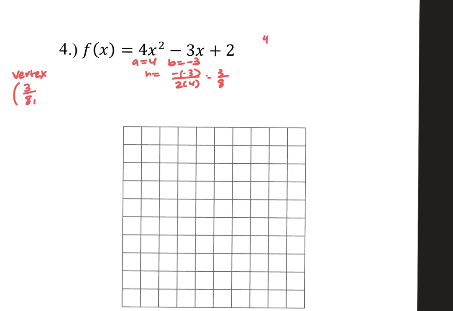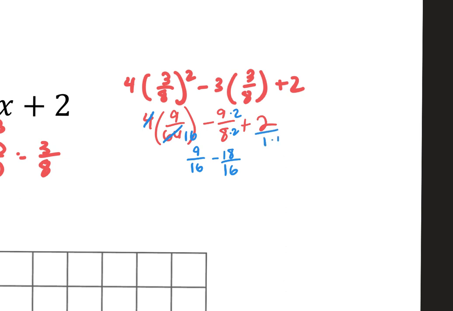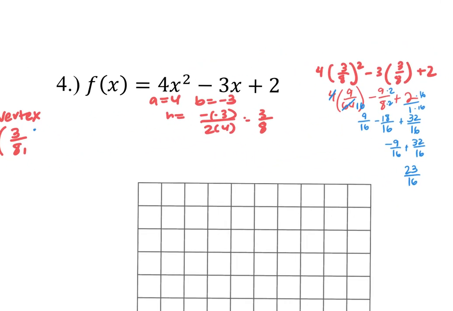Plug it back in. This is 9/64, 9/8. This goes in here 16 times. And I have 9/16. I've got to change this denominator: 18/16 and 32/16. So negative 9/16 plus 32/16, which is 23/16. And that's the y-coordinate of your vertex.